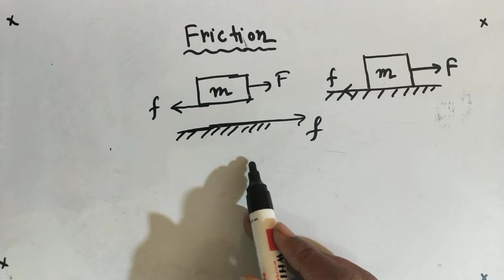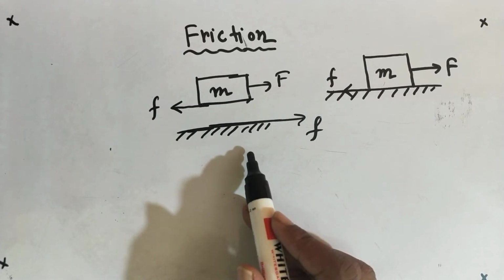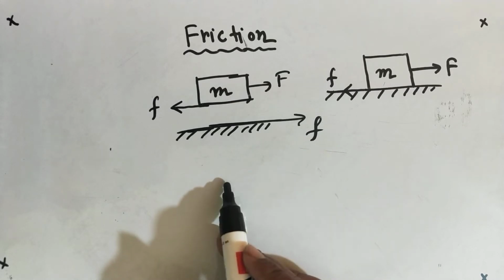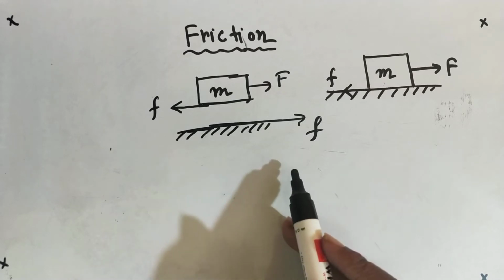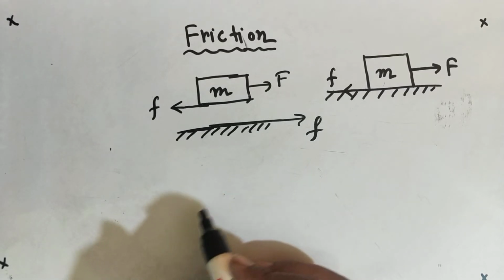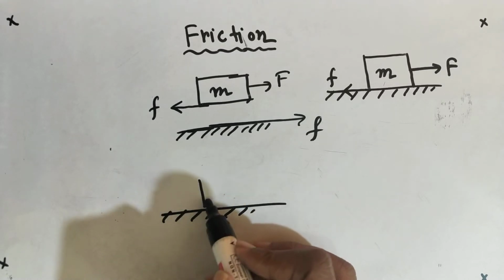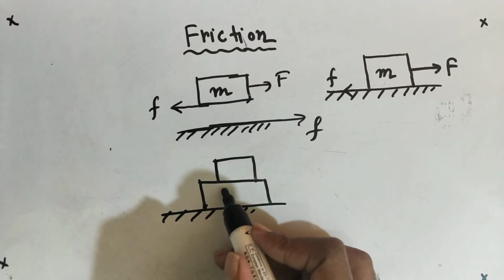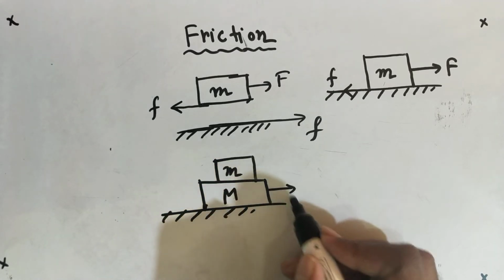You have to understand the relative motion of these contact surfaces. If the relative motion of one contact surface with respect to the other is in the forward direction, then the frictional force will be in the backward direction, and if the relative motion of the block is in the backward direction, then the frictional force will be in the forward direction. So I can give you another example. Suppose there are two blocks. This is one block and this is another block. This will be a mass of capital M, and suppose this is a mass of small m. Now if we give the force here, then what will happen?